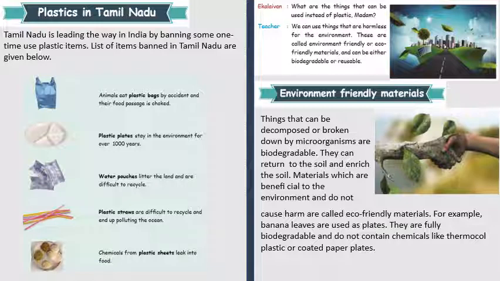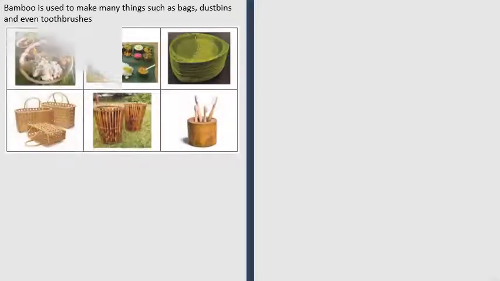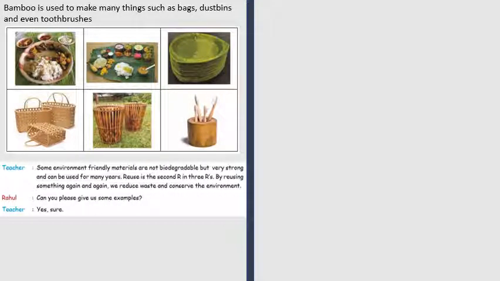Materials which are beneficial to the environment and do not cause harm are called eco-friendly materials. For example, banana leaves are used as plates. They are fully biodegradable and do not contain chemicals like thermocol, plastic or coated paper plates. Bamboo is used to make many things such as bags, dustbins and even toothbrushes. Some environmental friendly materials are not biodegradable but very strong and can be used for many years.